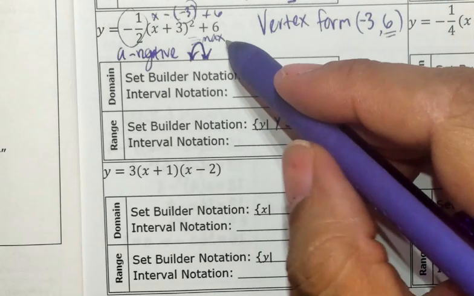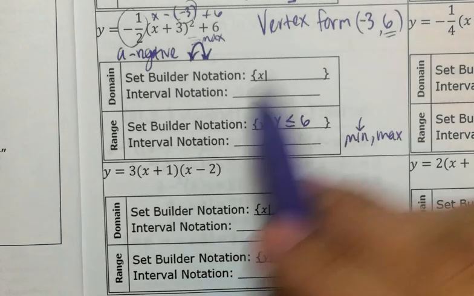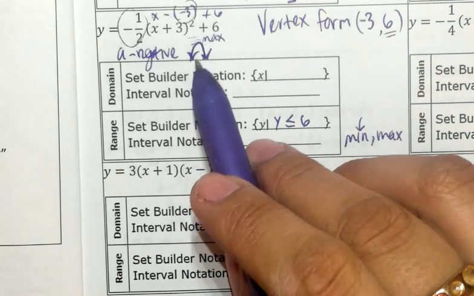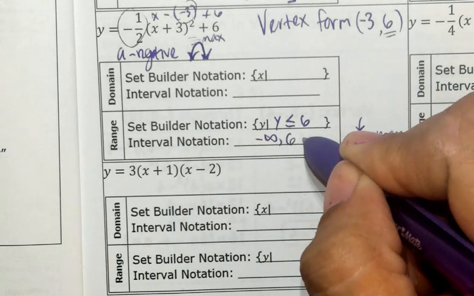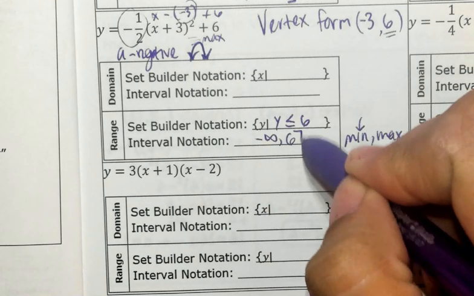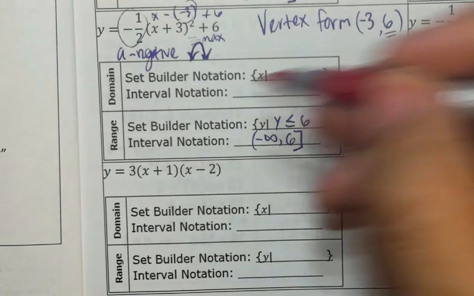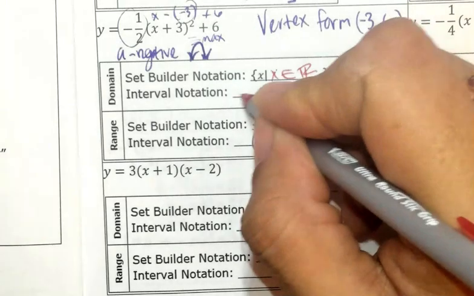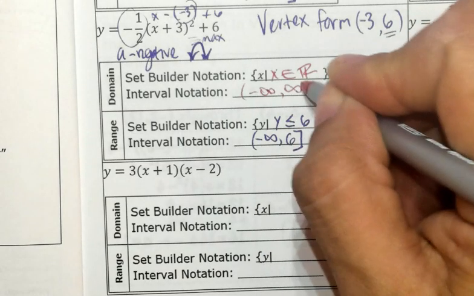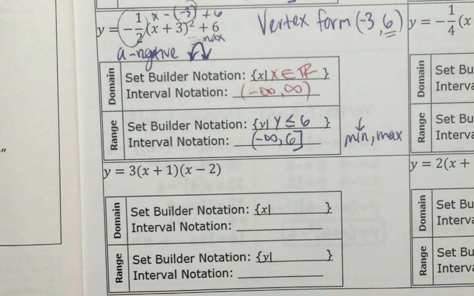We can also visualize that if we write it in minimum comma maximum, the lowest this graph will go is negative infinity because it's opening down. So negative infinity to the 6, because 6 is the maximum. Bracket in parentheses around that. And then we can write the domain as, again, x such that x is an element of all real numbers, and negative infinity, positive infinity. That's not going to change. It's a quadratic function, so it's always going to be that for domain.